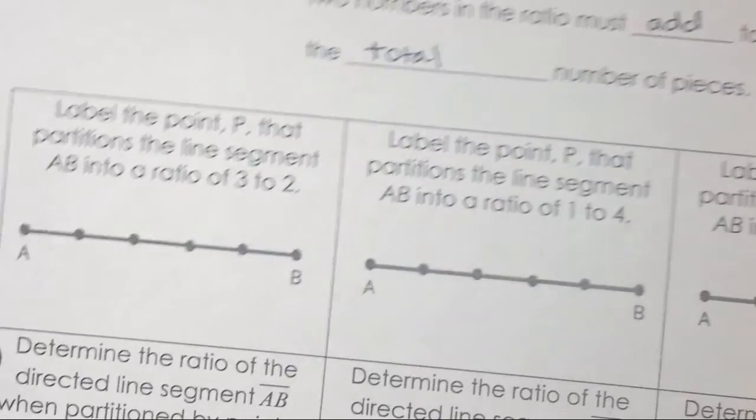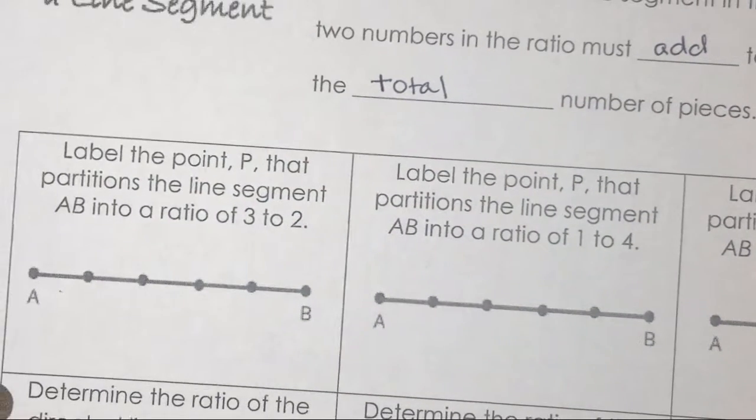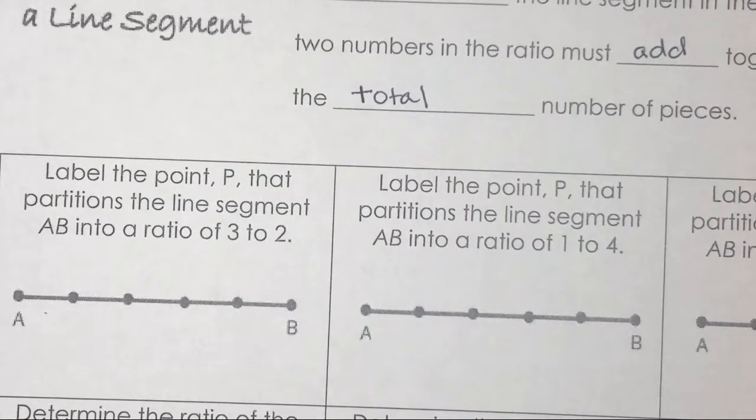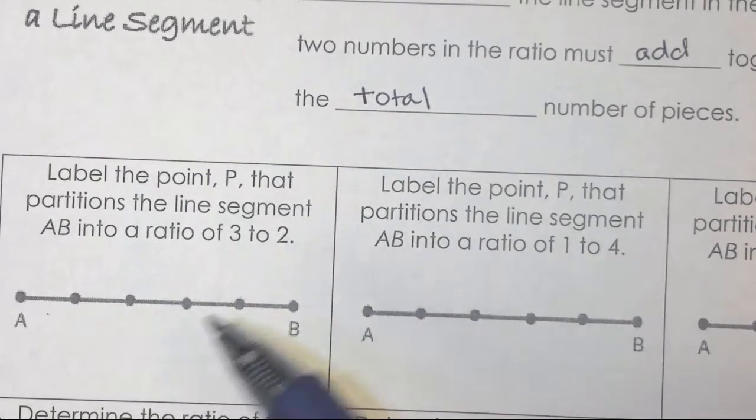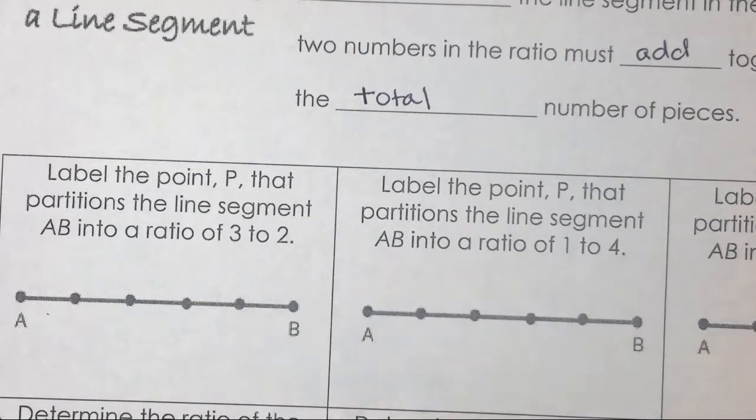Got some examples down here. Y'all should know what ratios are because we just worked on them last week. But look at this first one. It says label point P that partitions this line segment AB into a ratio of 3 to 2. Before we even start with that, let's talk about this. You got a full line segment here, AB. How many small segments do you see?